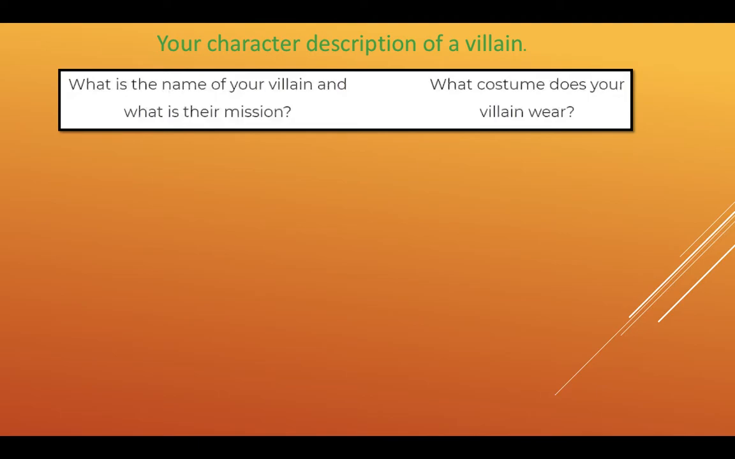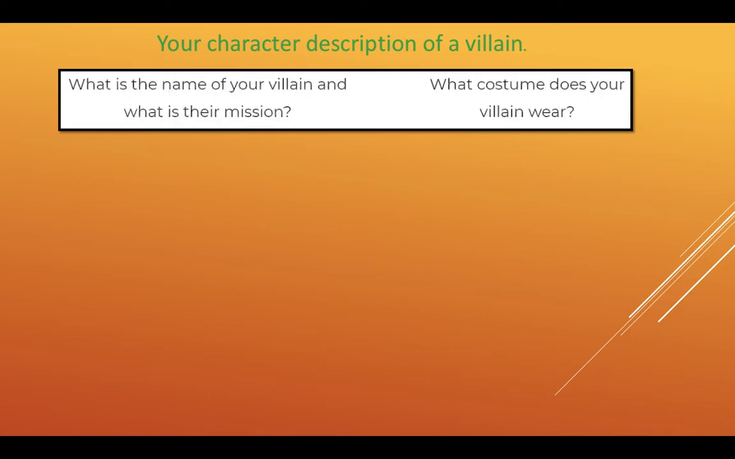Okay, so what is your task? What is the name of your villain and what is their mission? So you need to think of a name. A lot of the villains tend to have a double name like Spider-Man, Green Goblin. Does yours need to? No, Superman doesn't. Batman doesn't. It's up to you. Your villain can have 3 words in their name if you really want. For instance, the Incredible Hulk. Sometimes they call him Hulk and sometimes he's called the Incredible Hulk.